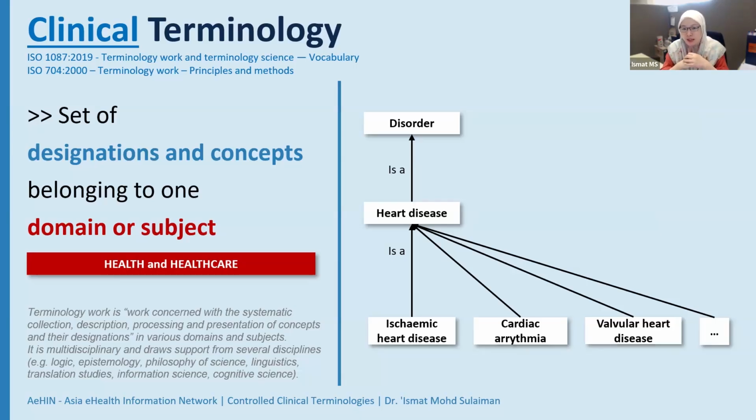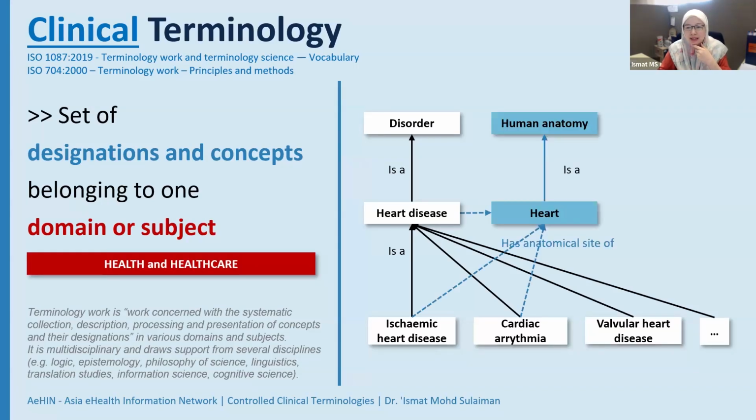For example, if I have ischemic heart disease, an ischemic heart disease is a heart disease, and a heart disease is a type of disorder, right? And you can have other types of heart disease, which are sibling concepts, like cardiac arrhythmia, valvular heart disease, and so forth. If we understand what a concept is, what terminology is, I think it's easier when we dive deeper into specific examples like SNOMED CT, how SNOMED CT is designed, how ICD is designed. So these basic principles are what I want to share with you early on.